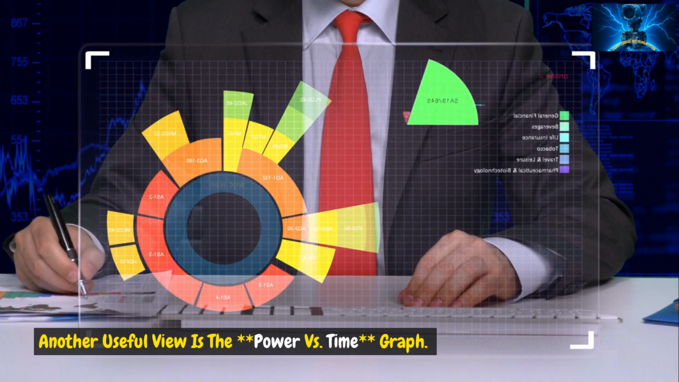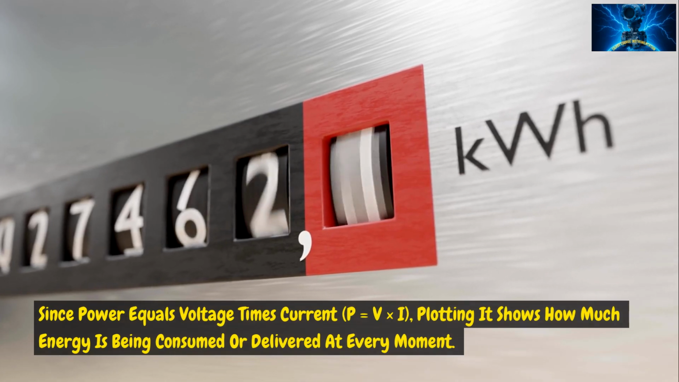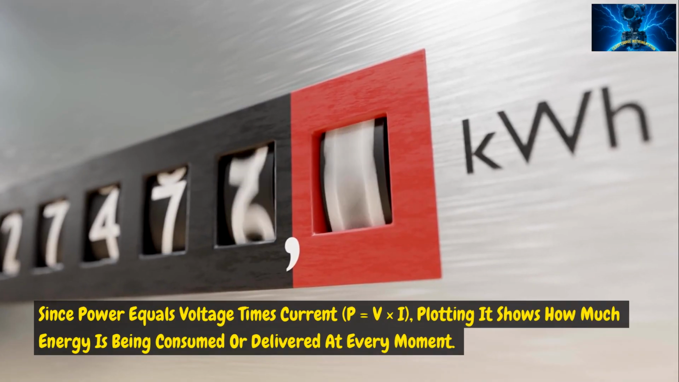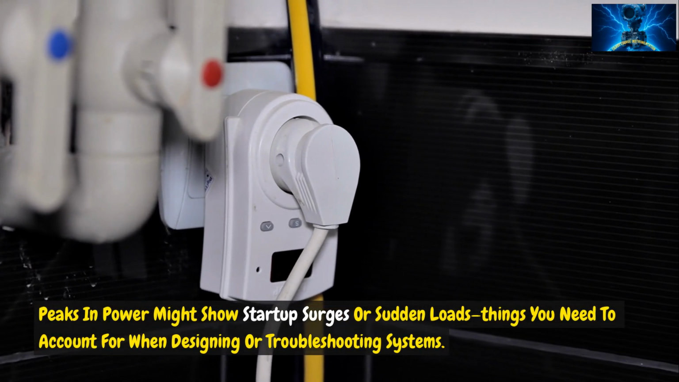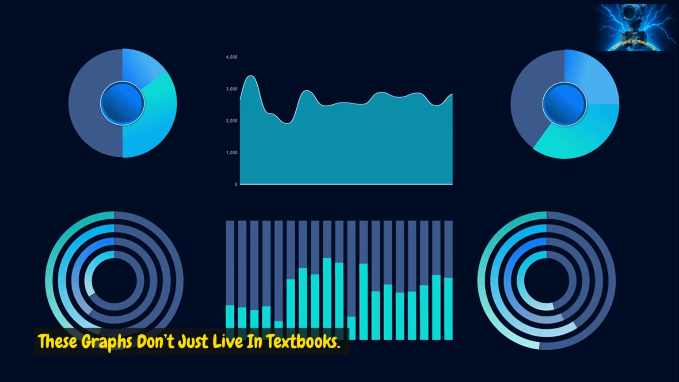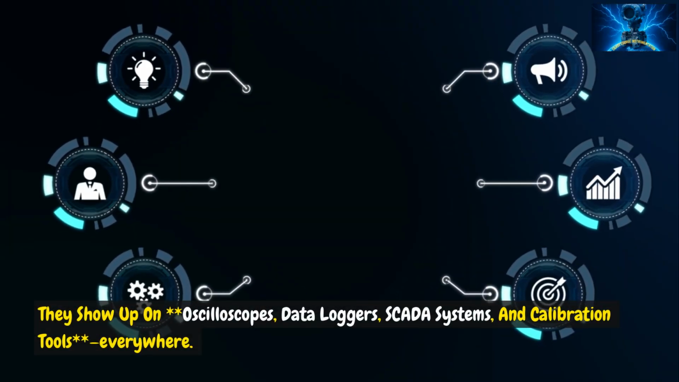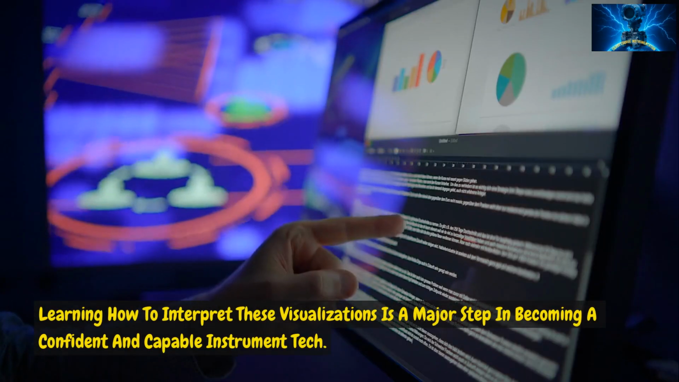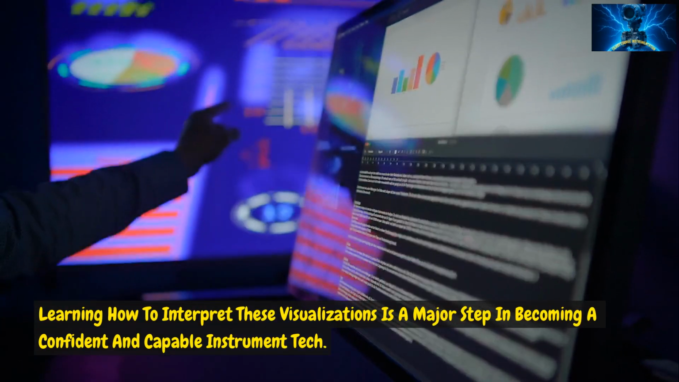Another useful view is the power versus time graph. Since power equals voltage times current, P = V × I, plotting it shows how much energy is being consumed or delivered at every moment. Peaks in power might show startup surges or sudden loads, things you need to account for when designing or troubleshooting systems. These graphs don't just live in textbooks. They show up on oscilloscopes, data loggers, SCADA systems, and calibration tools everywhere. Learning how to interpret these visualizations is a major step in becoming a confident and capable instrument tech.